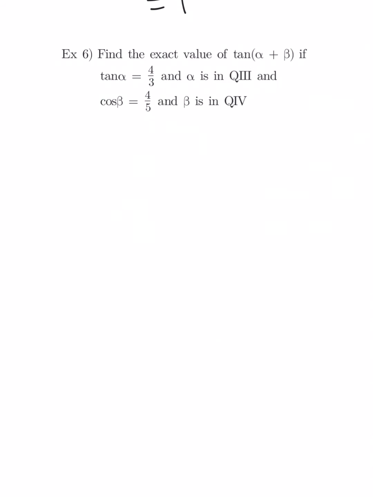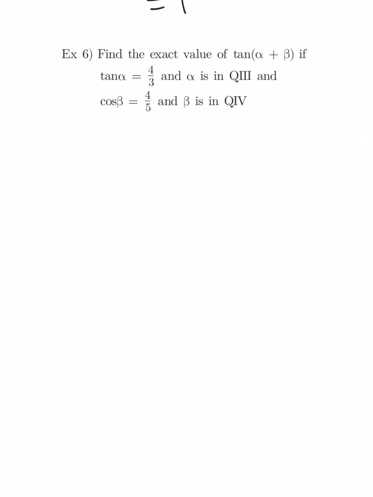Example 6 is very similar to example 5, but in this case we are doing the tangent. And these symbols, in case you don't know them, are alpha and beta. They are Greek letters. So we want to do the tangent of alpha plus beta. If the tangent of alpha is 4/3 and alpha is in quadrant 3, and the cosine of beta is 4/5 and beta is in quadrant 4.